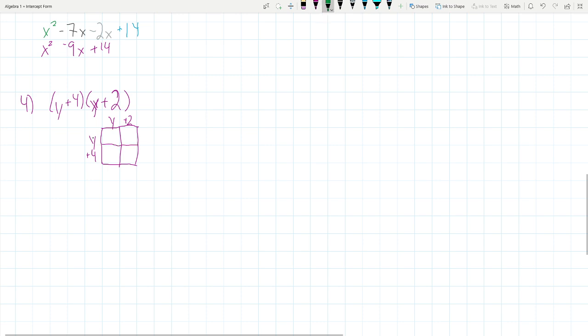So I go, okay, y and y makes y squared. The 4 and the y makes 4y. The y and the 2 makes 2y. The 4 and the 2 make 8, or positive 8 really is what I need to know. And now I combine like terms, so I get y squared. 4 and 2 make 6y, and 8 makes 8.